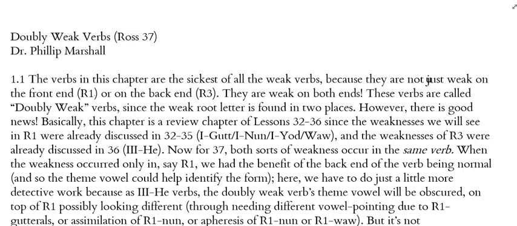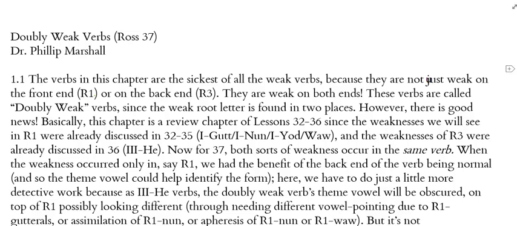When the weaknesses occurred in only, say, root 1, we at least had the benefit of the back end of the verb being normal. And so the theme vowel was there for us to be able to identify the form. Here, we have to do a little bit more detective work because as these are 3 hey verbs, the theme vowel is going to be obscured. If you remember, the vowel under root 2 is going to be different than what we normally see. And so we really have to pay attention to root 1, but root 1 will show some weaknesses.